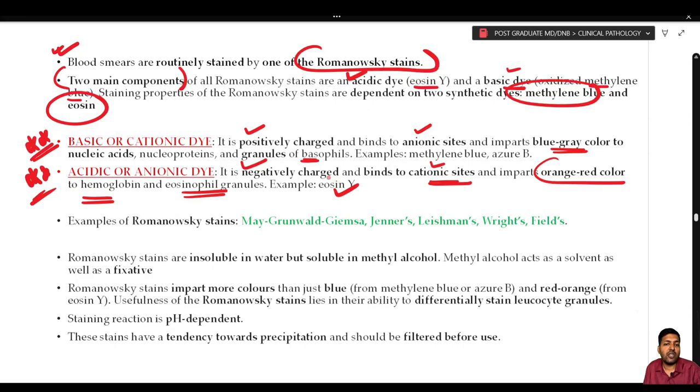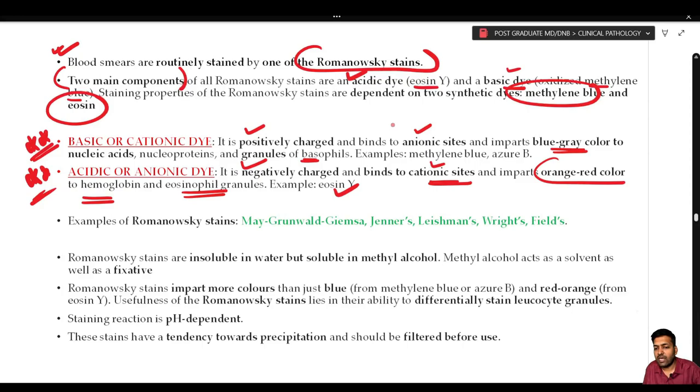So the first important question will be: what is Leishman stain? It is a type of Romanovsky stain. What is a Romanovsky stain? It is a combination of acidic and basic dyes. The principle being that one basic dye, which is positive, will bind to the anionic side, and one acidic dye will bind to the cationic side. So what are the examples of Romanovsky stain?